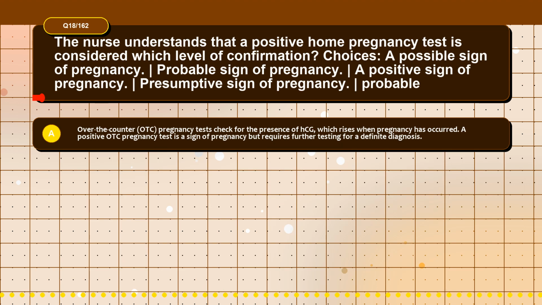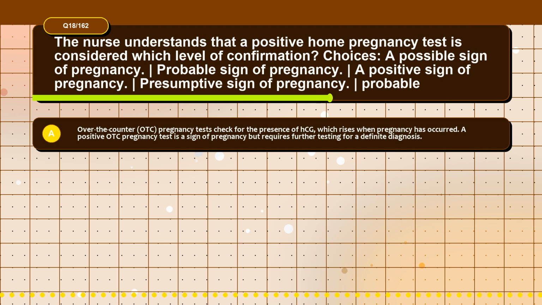Question 18. The nurse understands that a positive home pregnancy test is considered which level of confirmation? Choices: a possible sign of pregnancy, probable sign of pregnancy, a positive sign of pregnancy, presumptive sign of pregnancy, probable. Here are the options. Option A.